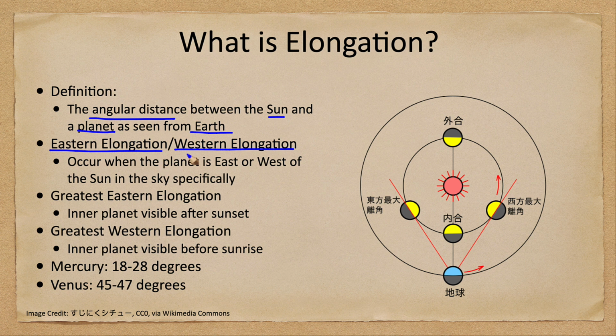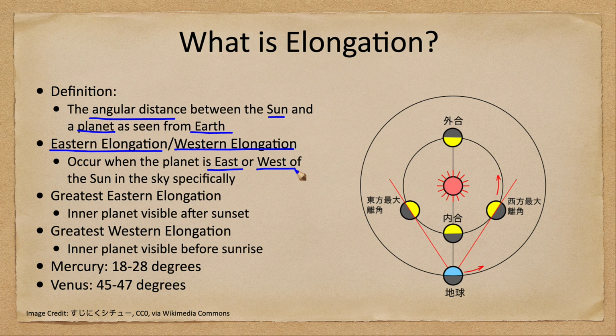So for example, if the planet is to the east of the sun, then it is going to be visible just after the sun sets. And if it is to the west of the sun, it would then be visible just before the sun rises. So those will tell you what part of the sky it's in, whether to look for it right before sunrise or right after sunset.